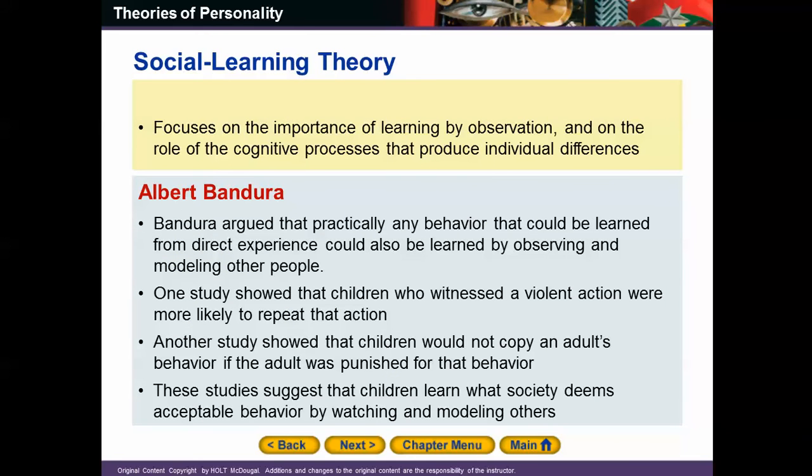The social learning theory is a contemporary view of learning that is advocated by Bandura and other psychologists, and this focuses on the importance of learning by observation and on the role of the cognitive processes that produce individual differences.